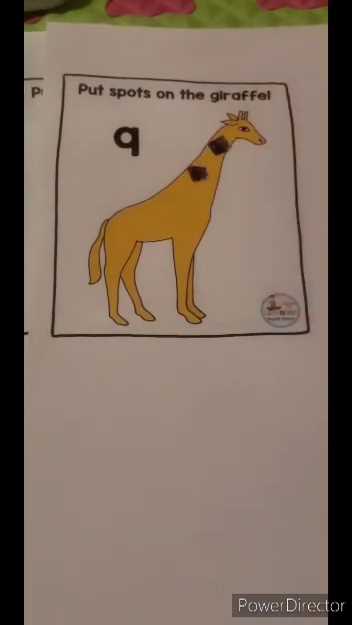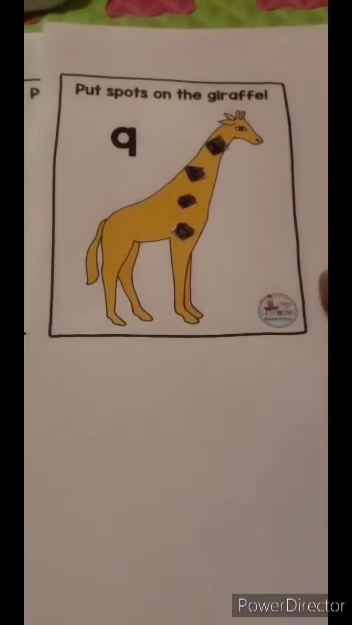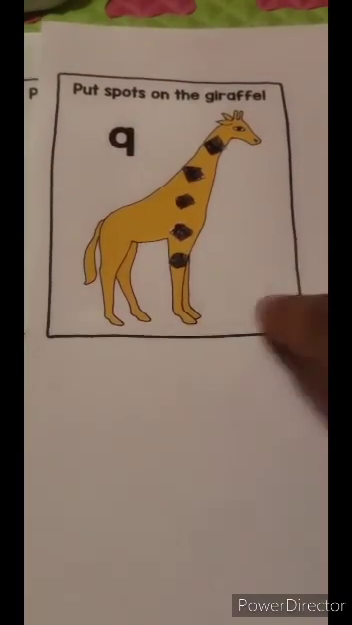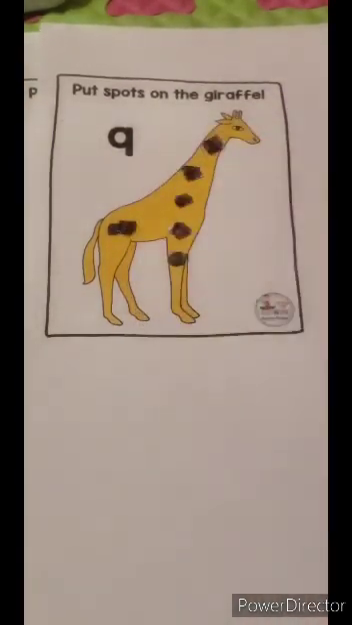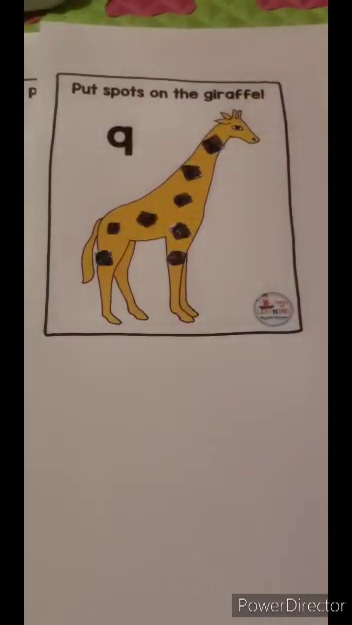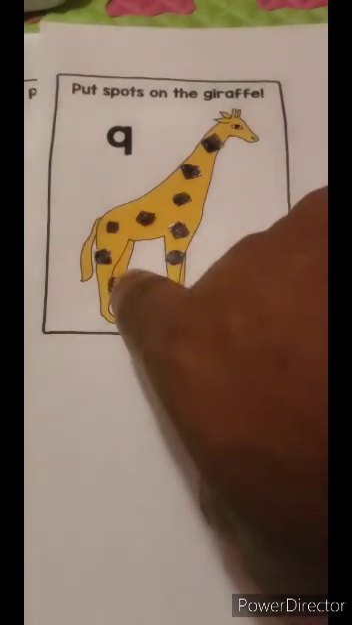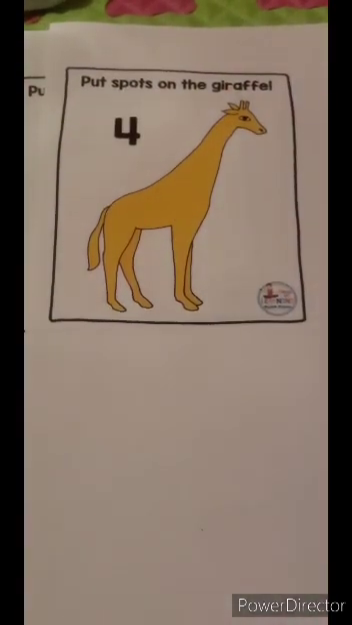1, 2, 3, 4, 5. What number is that? 6, yes. 7, 8. And then we have how many? 9. Yes, 9 spots for this giraffe. Can you figure this one out? We had 9 spots for the other one. This looks like it is greater or less than 9.